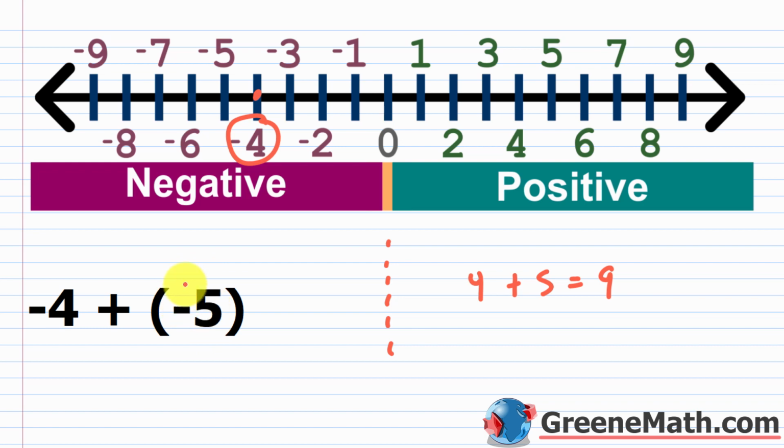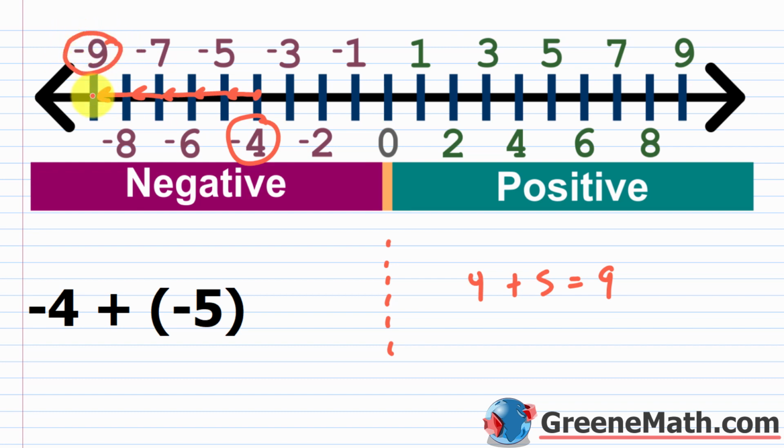So in other words, the sign here is telling me the direction. If it's positive, I'm going to the right. If it's negative, I'm going to the left. And then the absolute value of the number is telling me how far to move. So here I'm just moving 5 units to the left. So I'm going 1, 2, 3, 4, and then finally 5 units to the left.